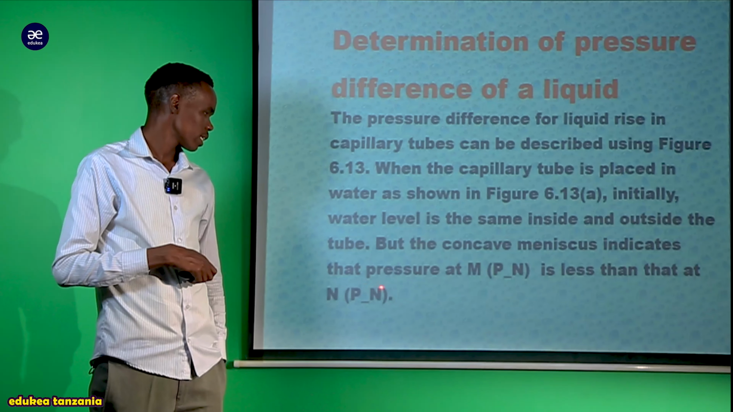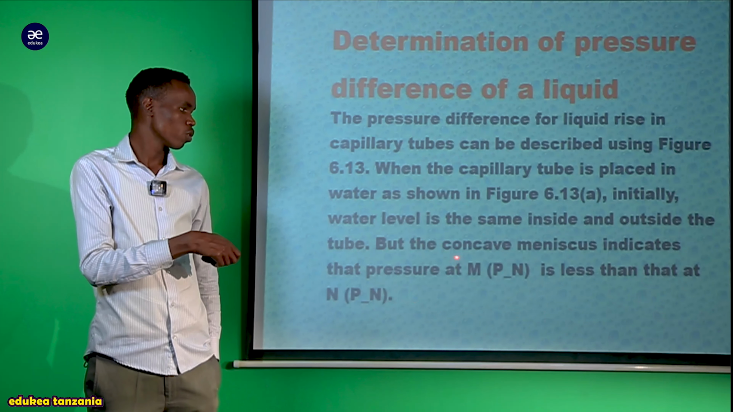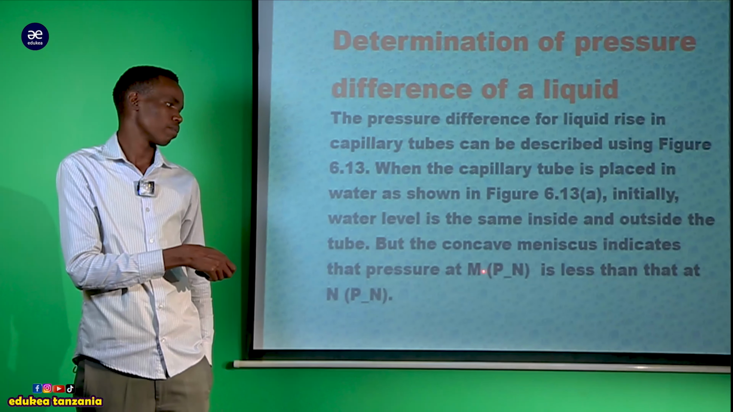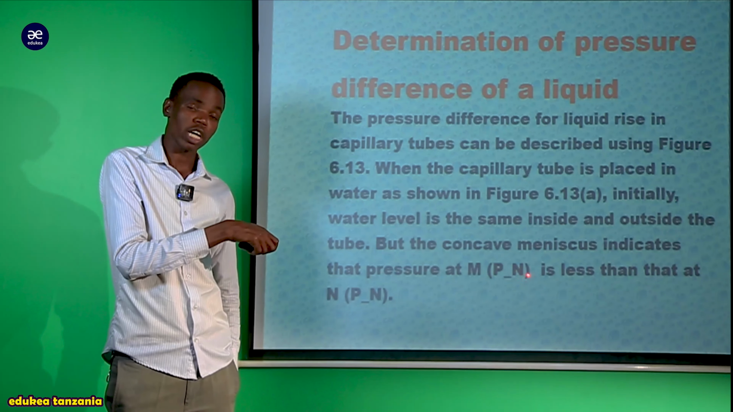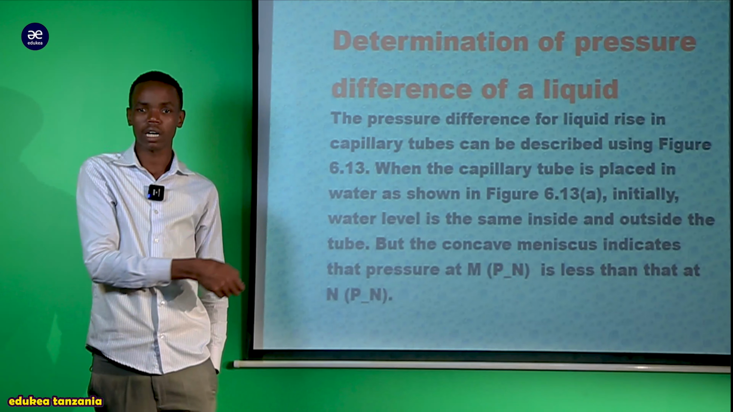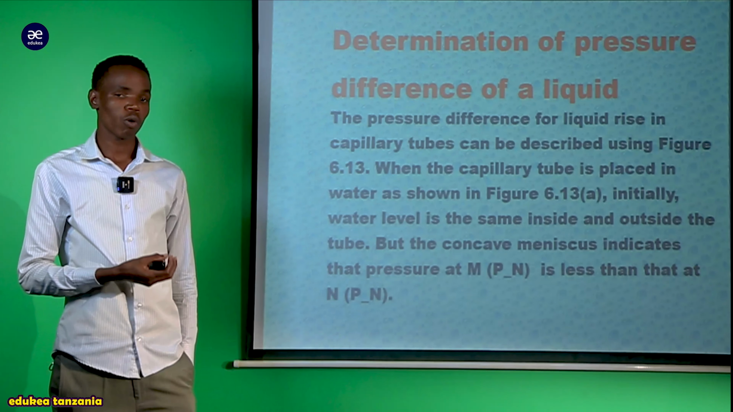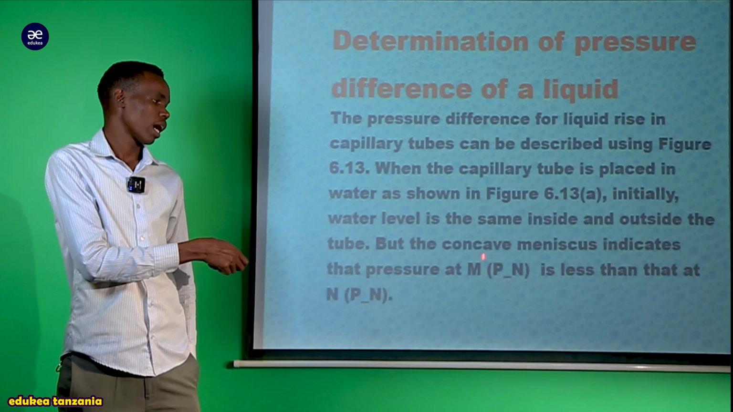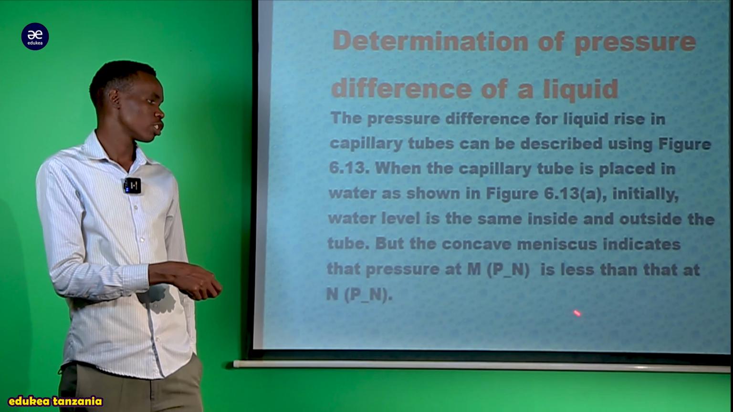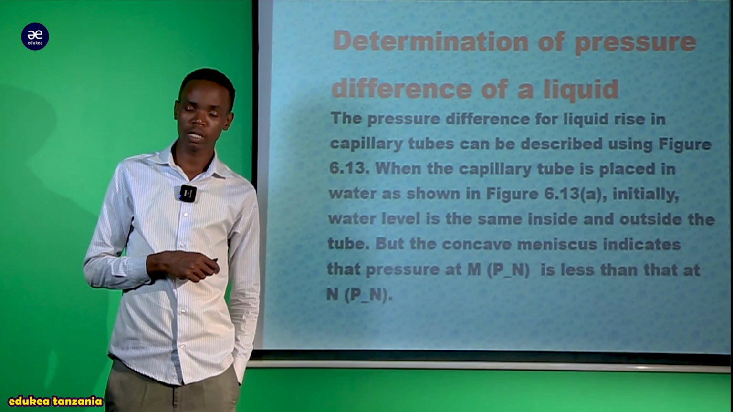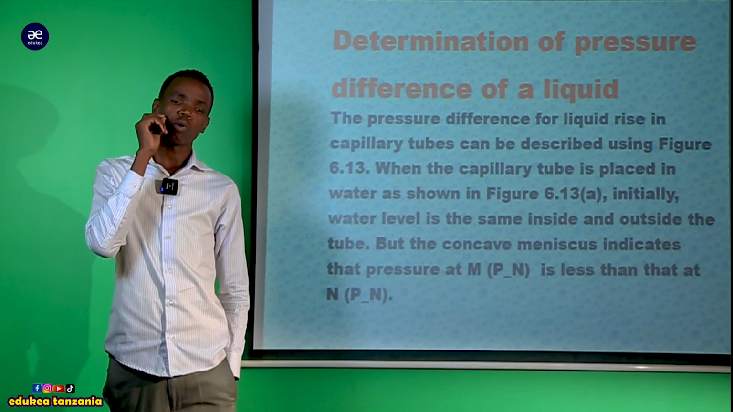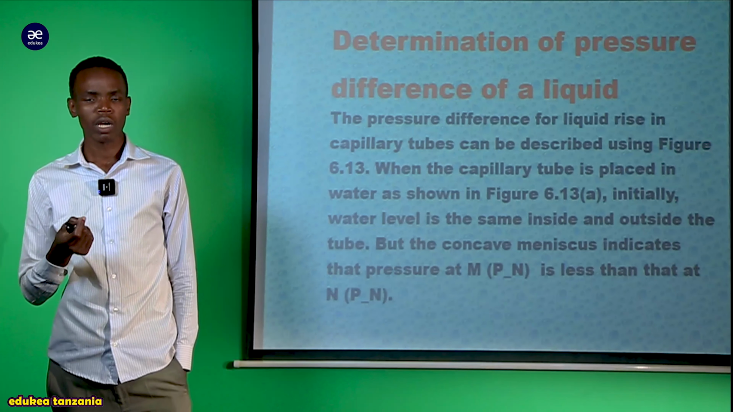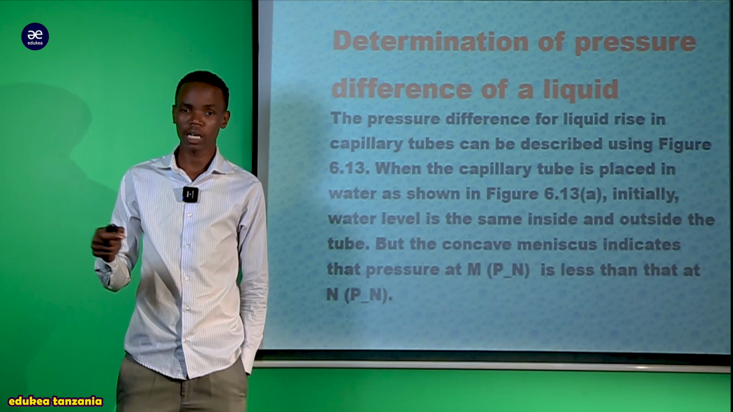But the concave meniscus indicates that the pressure at point M, which we call pressure PM, is very, very small compared with the pressure at point N, which we call PN, the pressure with respect to N. There was a typing error there; it is the point M, as we see here, my lovely student.